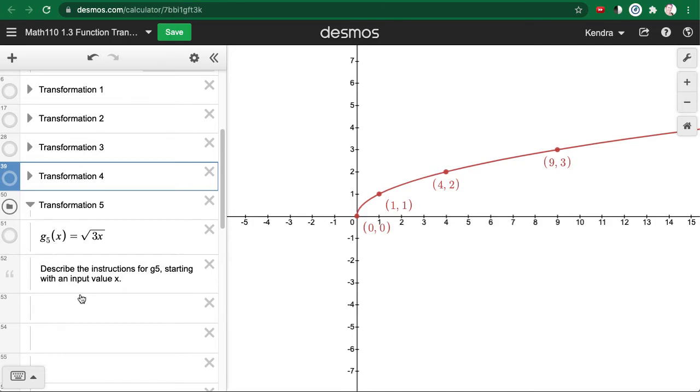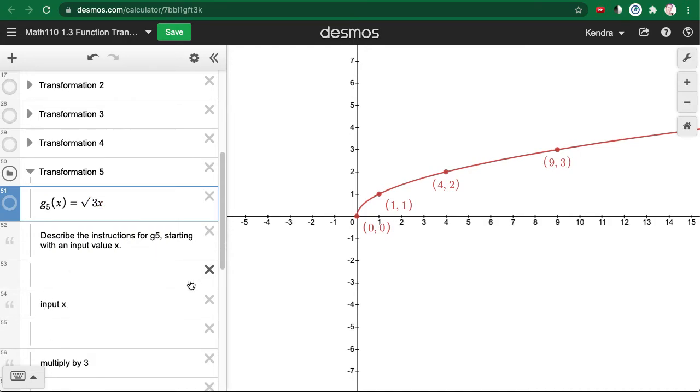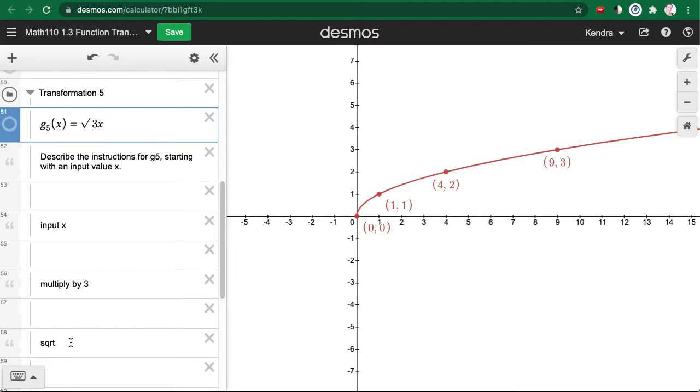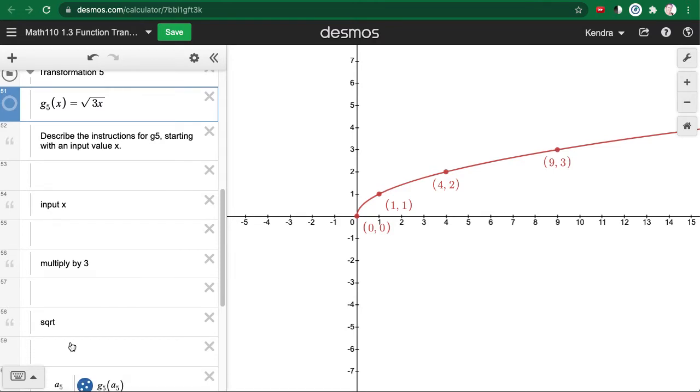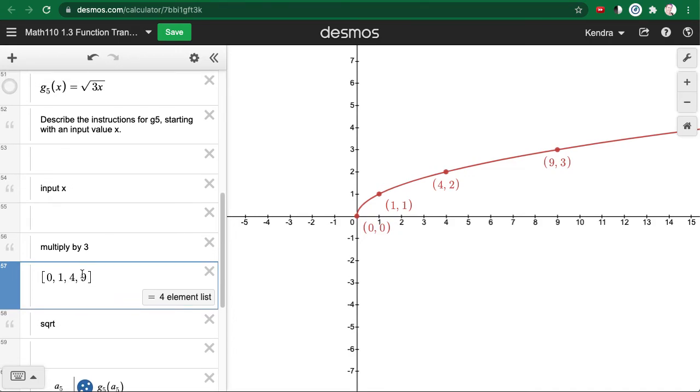All right, so what are the steps, the instruction steps in this function? I take an input x. First thing is I multiply it by 3, and then I apply a square root. Okay, I input x, I multiply by 3, and then I square root. Okay, my key input values to the square root function are 0, 1, 4, and 9. I want to take the square root of those numbers, so I'm actually going to put those here. I'm not putting those in for my x, like my original input. So I know how to square root those key numbers.